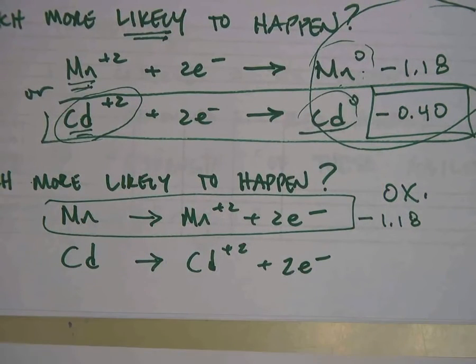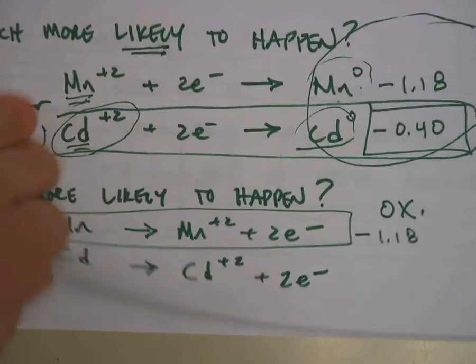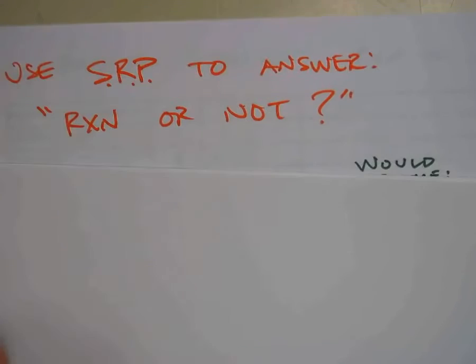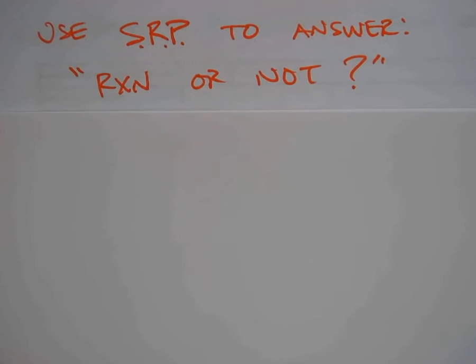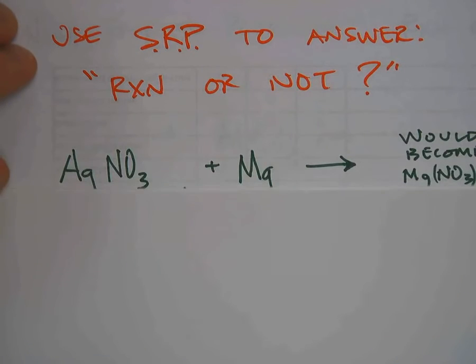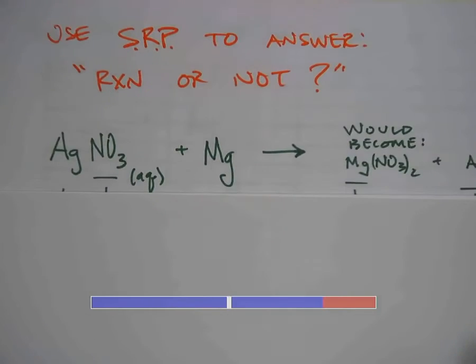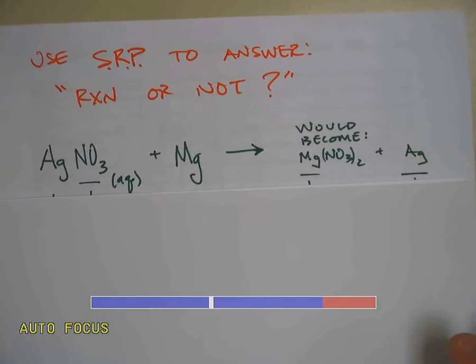Well, let's move on from here and let's talk a little bit about what this allows us to do. We can use the standard reduction potential table to answer the question, reaction or not. You can use it to help answer the question, reaction or not. So, for example, here is a redox reaction. Let me zoom out just a little bit so you can see the whole thing.